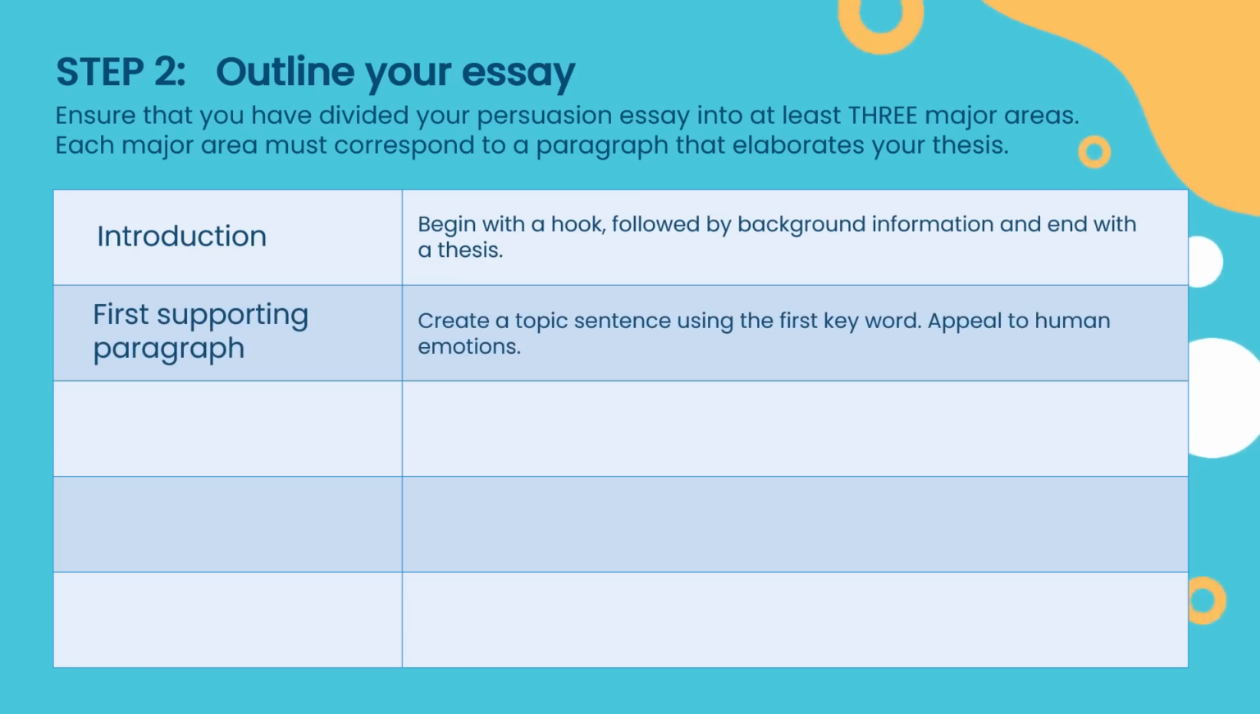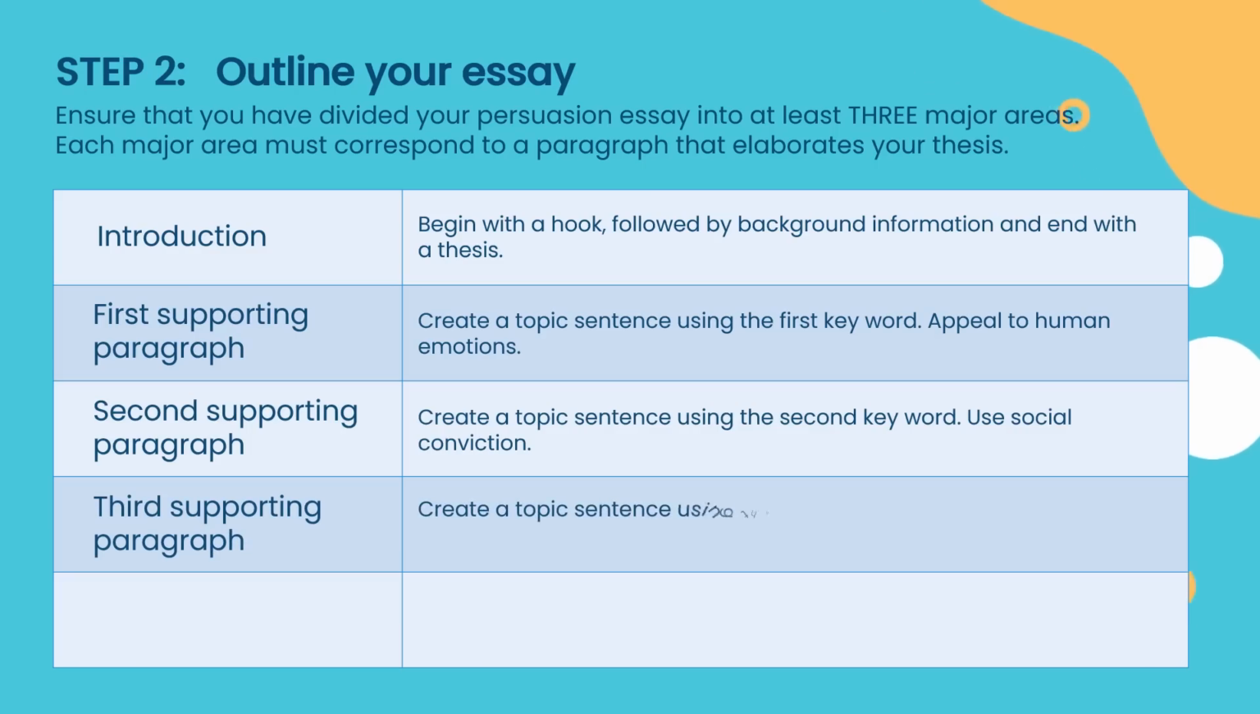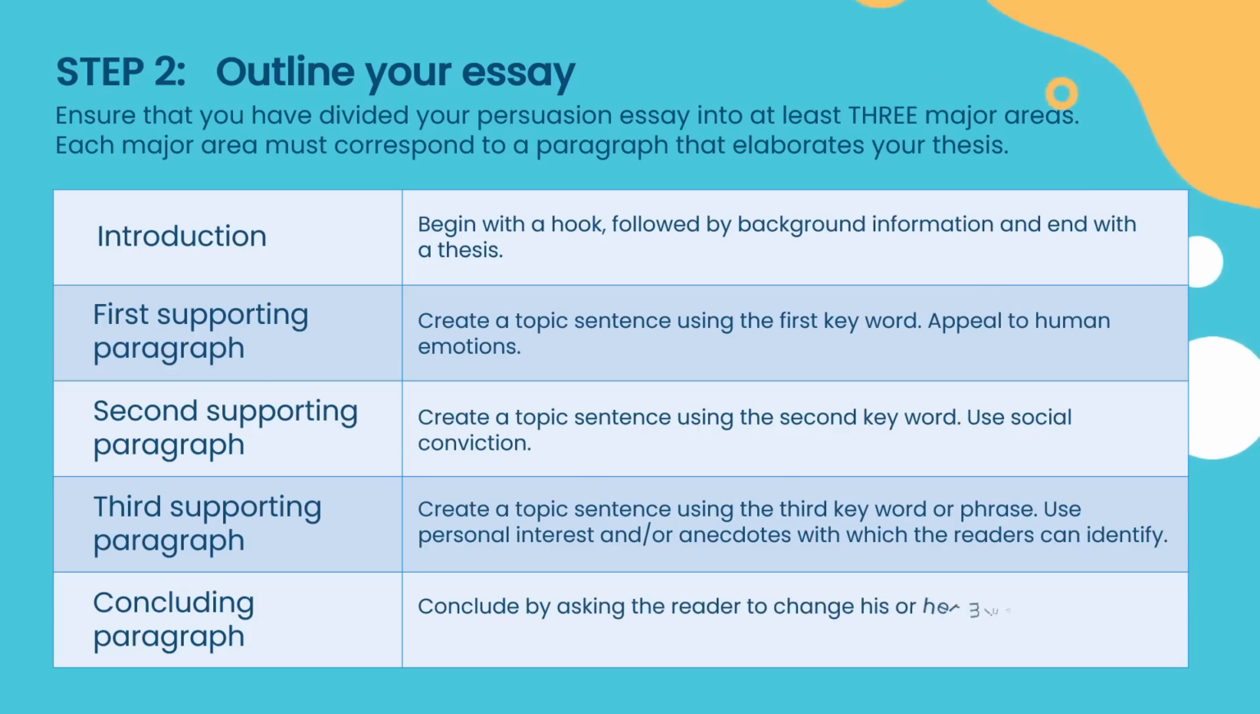Appeal to human emotions. Second supporting paragraph. Create a topic sentence using the second keyword. Use social conviction. Third supporting paragraph. Create a topic sentence using the third keyword or phrase. Use personal interest and/or anecdotes with which the readers can identify. Concluding paragraph. Conclude by asking the reader to change his or her mind or join the cause presented in the paper.